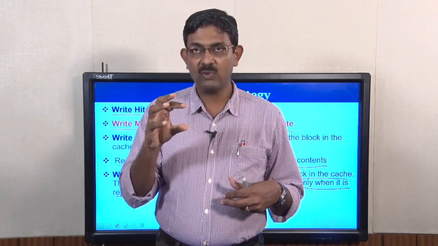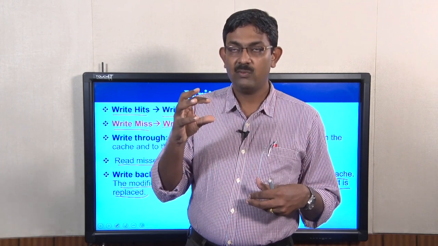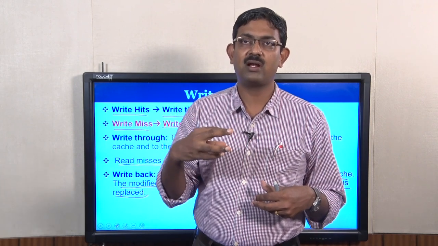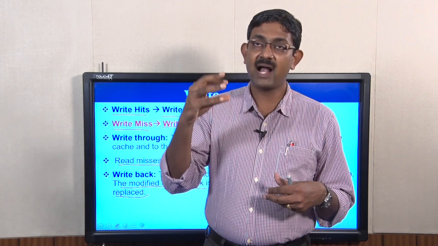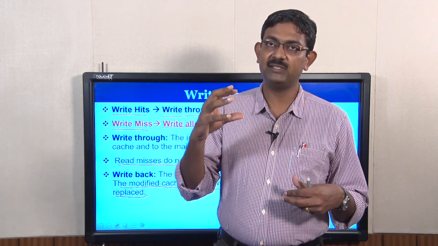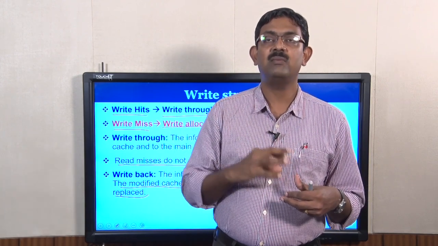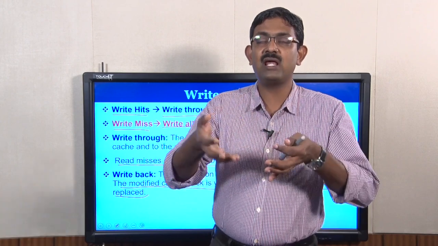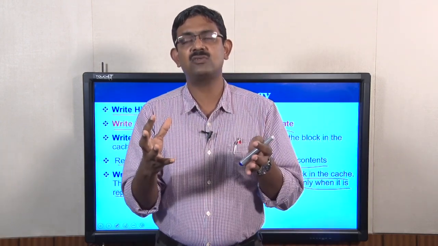Now, when this block where the writing happened is going to be evicted during a cache block replacement, that is the time when we have to make sure that the cache block is made consistent with the memory block. So, during a write back operation, the contents of the cache are updated to main memory. Now, do I need to do this process for every eviction?